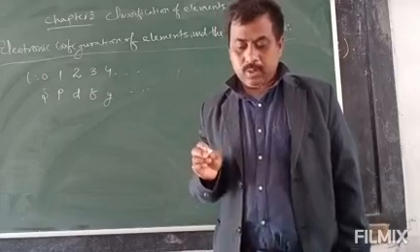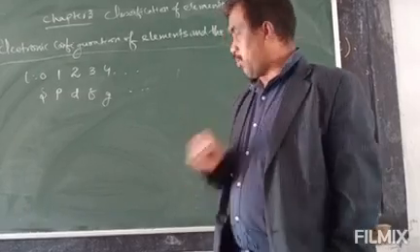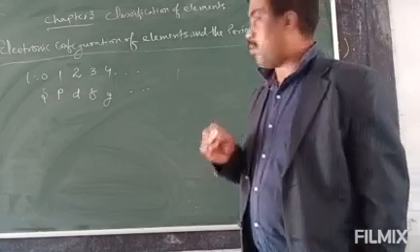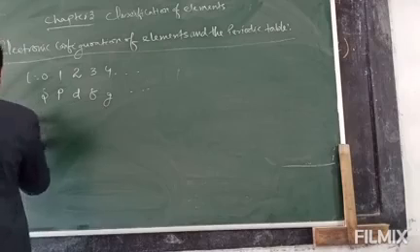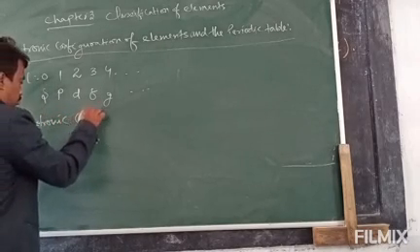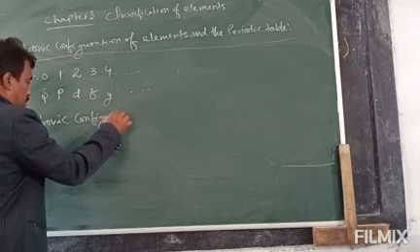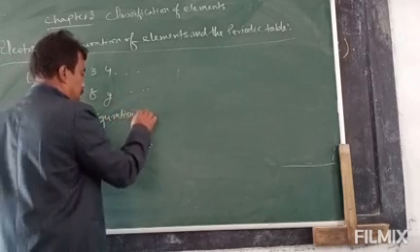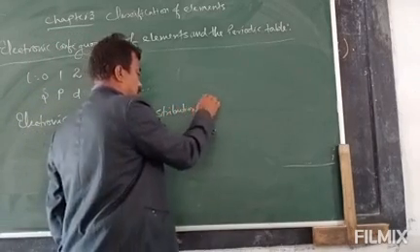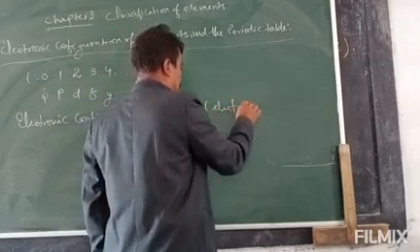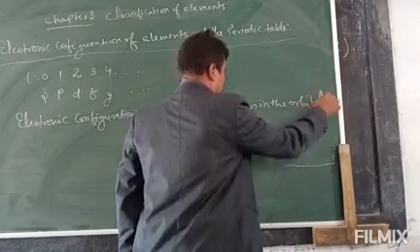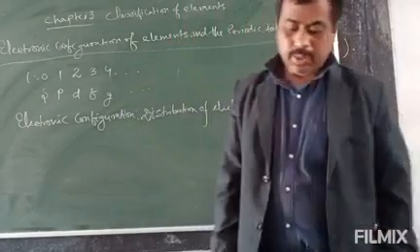The distribution of electrons in the orbitals of an atom is called an electronic configuration. So electronic configuration is nothing but the distribution of electrons in the orbitals.